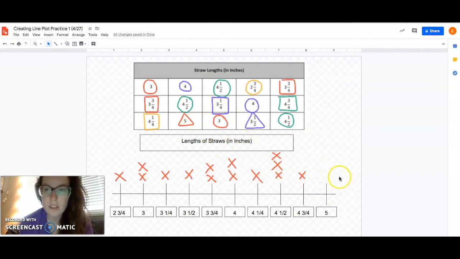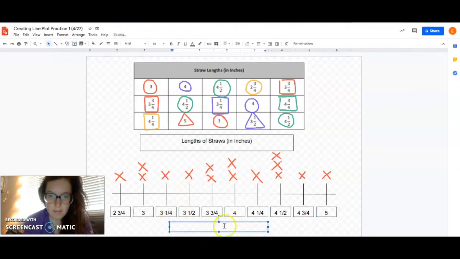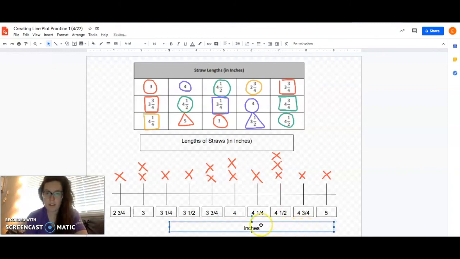And 5. 1 red triangle, so 1x. Now, I can't forget to add a label down here at the bottom. And this is to let the person who's reading my graph know that these are all inches. Also going to extend this. I'll just make it a separate one.